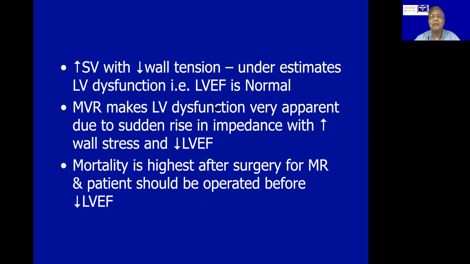MVR makes LV dysfunction very apparent due to a sudden rise in the impedance with an increase in wall stress and decrease in left ventricular ejection fraction. What happens when you do a mitral valve replacement is that the sudden relief of pressures on the left ventricle is impeded by a functional mitral valve which has been placed.